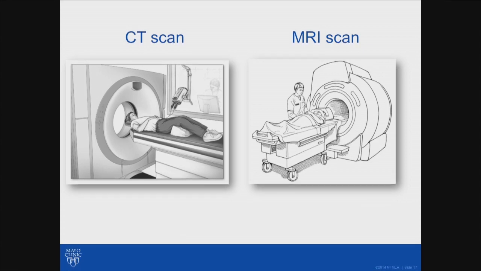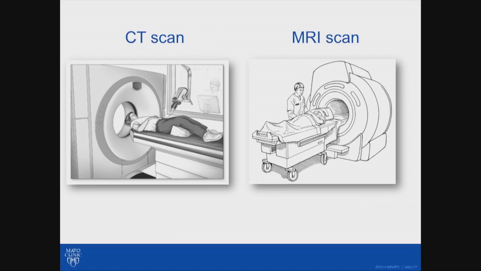We also use MRI scanning, which is a little different in that this is a longer, narrow tube. Each one has some advantages. CT scan is faster. MRI takes longer. MRI is noisier, as some of you may know. And some individuals may not tolerate being in a very enclosed environment as in an MRI scanner.